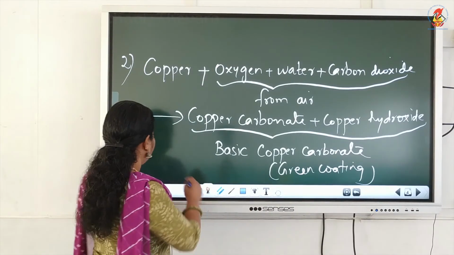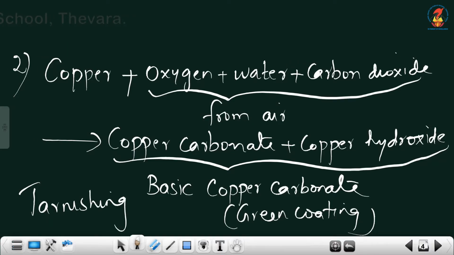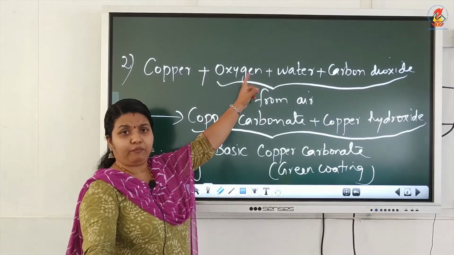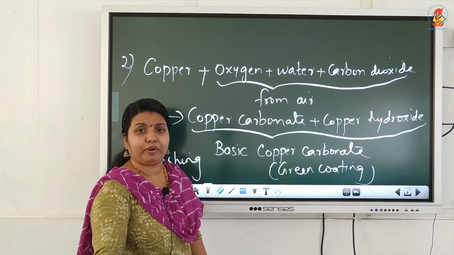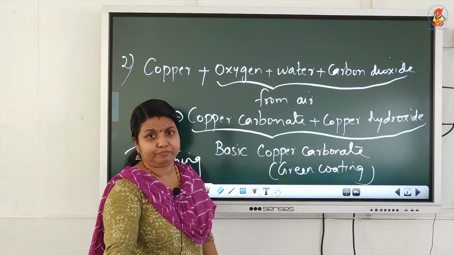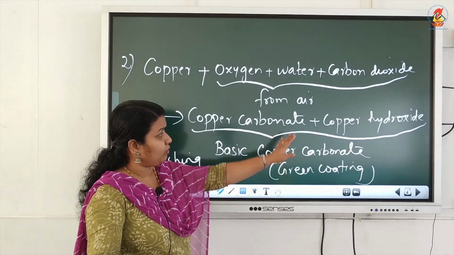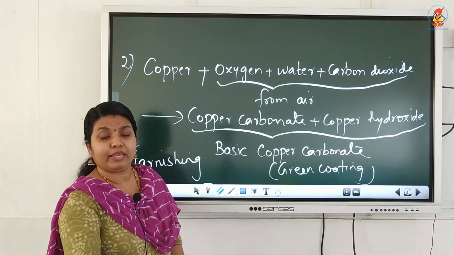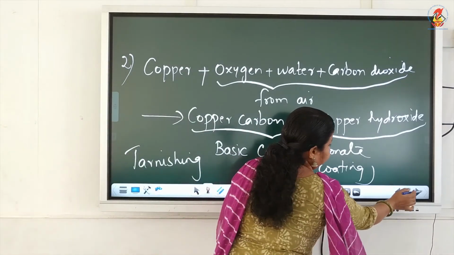This phenomenon we call as tarnishing. In the case of iron, we call it as rusting. Here we call it as tarnishing. So, what happens in tarnishing? Copper reacts with oxygen, water and carbon dioxide from air to form a mixture of copper hydroxide and copper carbonate, which is known as basic copper carbonate. It is obtained as a green coating.